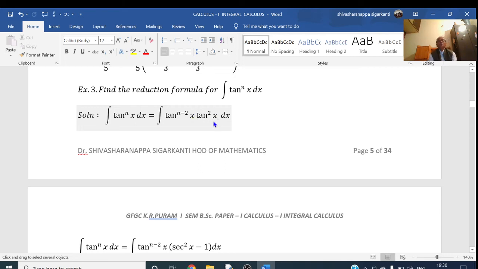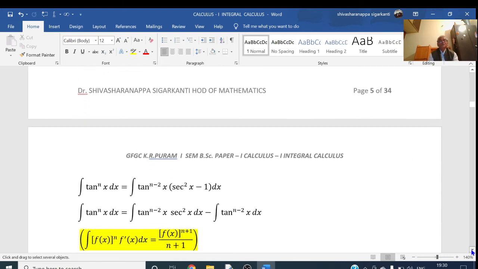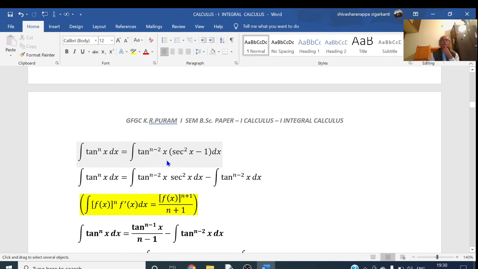And we know that 1 plus tan square equals secant square, so tan square x can be written as secant square x minus 1. So I will write this as tan x to the power of n minus 2 into secant square x minus 1 into dx. Taking the multiplication here, we get tan x to the power of n minus 2 into secant square x dx minus tan x to the power of n minus 2 dx.